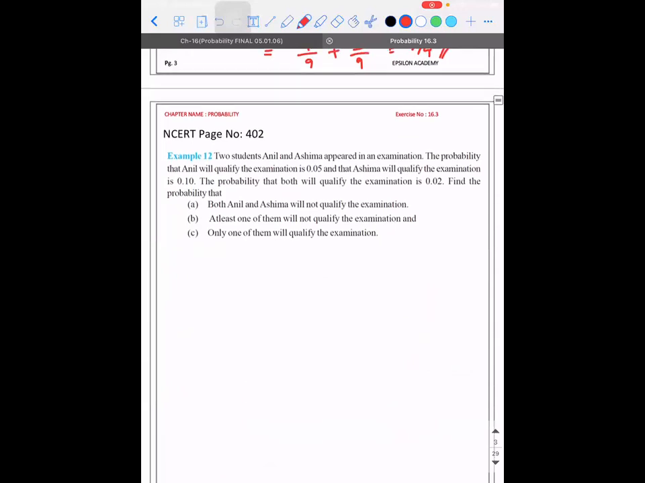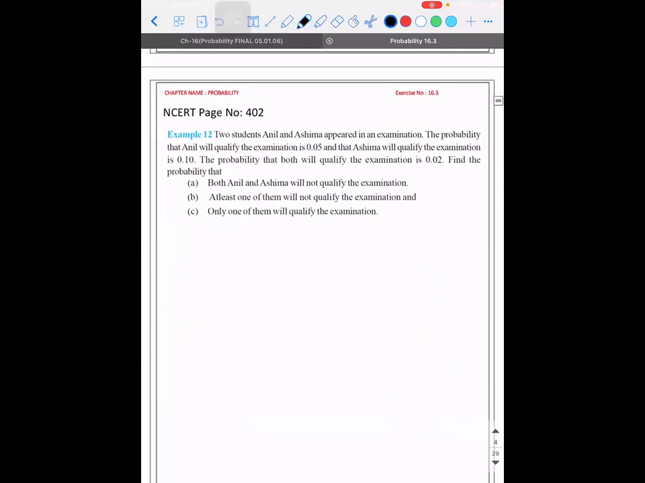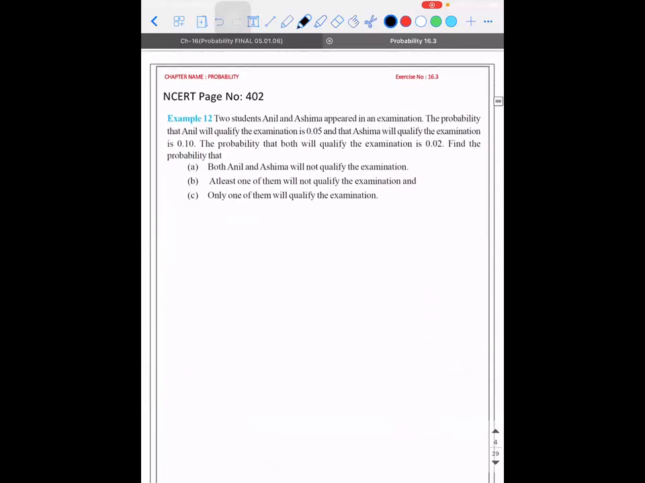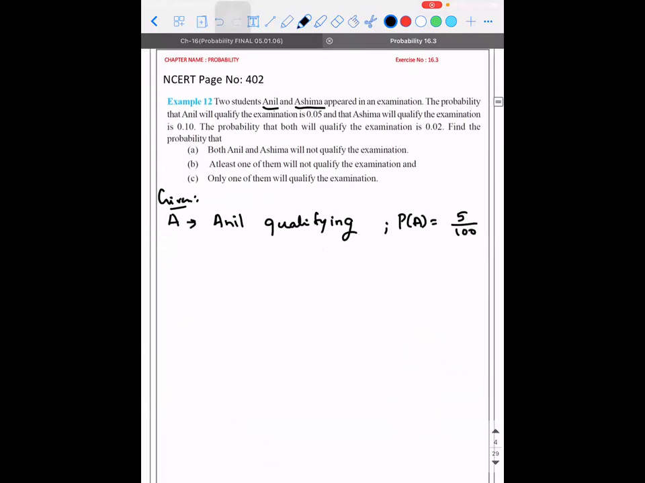Now see. Two students, Anil and Ashima, appeared in an examination. The probability that Anil will qualify the examination is 0.05 and that Ashima will qualify the examination is 0.10. So let event A be Anil qualifying. So it's always suggested to first take the given content. And what is the probability of A given? I will write it as 5 by 100. I'm more comfortable with fractions.